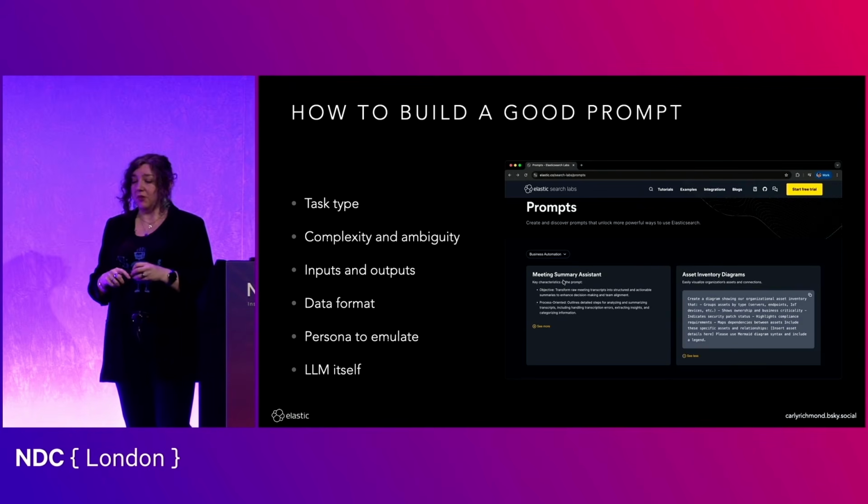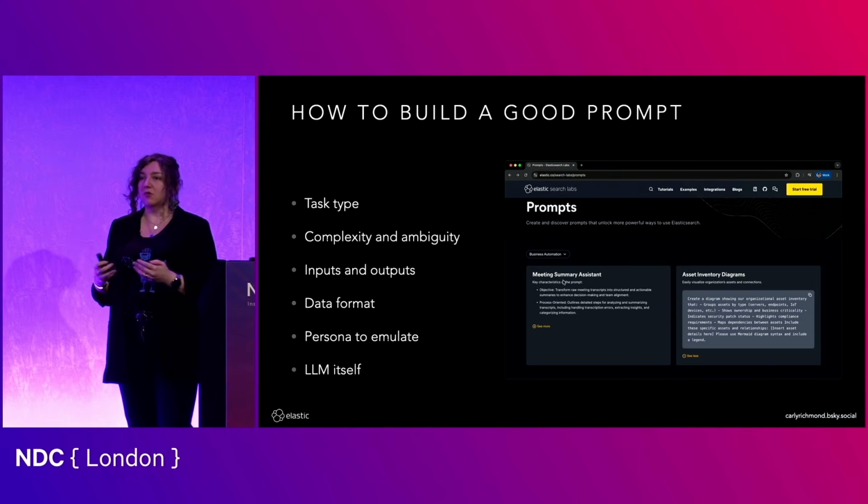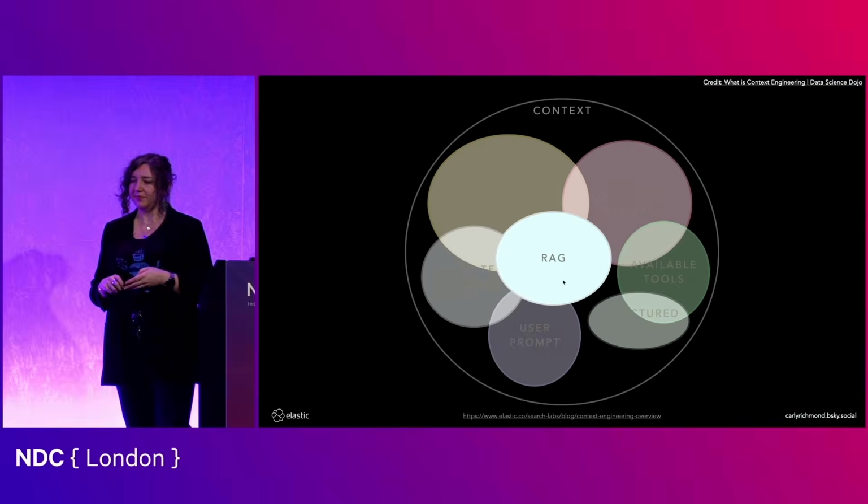Think about the persona to emulate. I'll give one suggestion, maybe don't use a pirate. And then, of course, think about the LLM itself. There are particular shorthands that some LLMs are actually good at spotting that are unique to them, so you can always leverage them within your persona, within the prompts that you build.